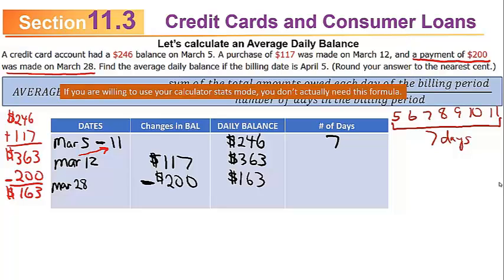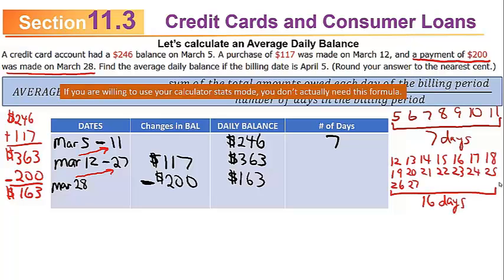And now that you have that in, you can go back up and see the ending date on the previous line. So if the payment was made on March the 28th, that means the previous daily balance of $363 ended the day before, on March the 27th. And now you can count the number of days from March the 12th to March 27th. As I said earlier, you can take 27 minus 12 and add 1, or you can just write them all out and count them. But you have to get the number of days right, or all your other work is for naught. So 27 minus 12 is 15, plus 1 is 16, or you can just write them out and count them. In any case, it's 16 days.